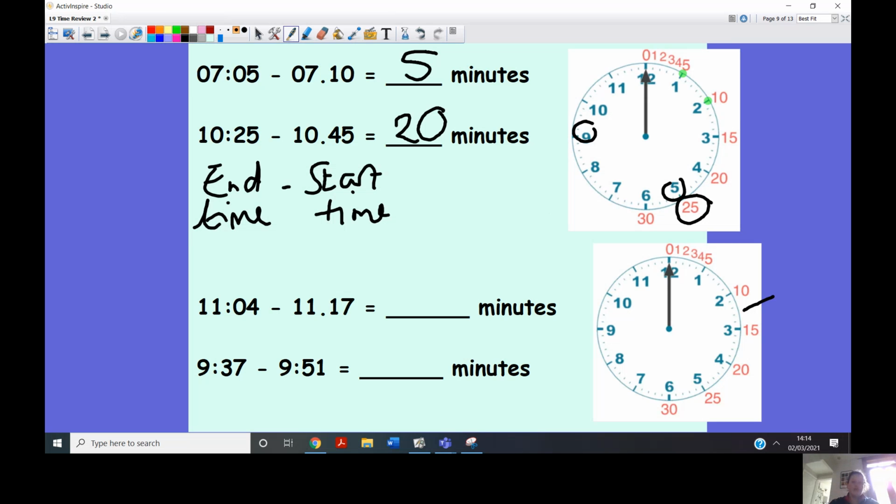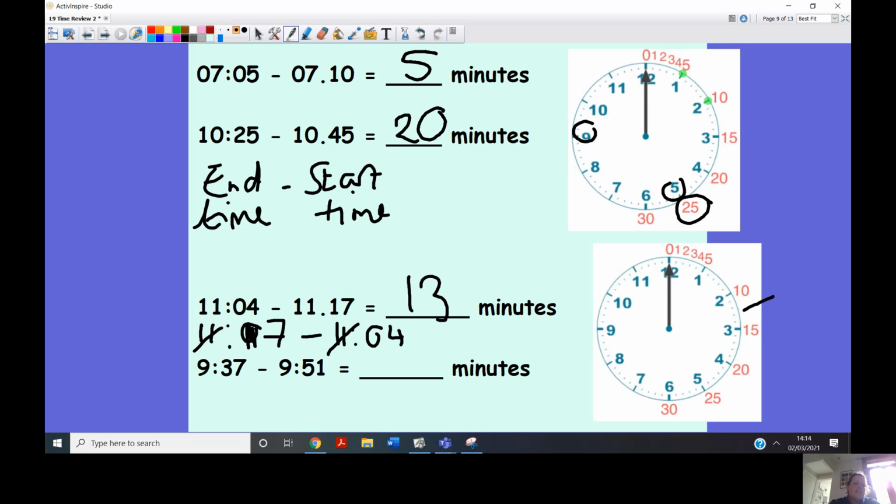So again, different ways of dealing with this. You can count on from 4 until 17, or you can do the end time take away start time. I'm going to do the end time take away start time method. So 11:17 take away 11:04. Well, I don't actually need to worry about the hours because it's the same. I'm only looking at the minutes, so in these cases you don't need to touch the hours. 17 take away 4 is equal to 13. And I know if I add 4 to 13, I get 17. And you could even check using your clock.